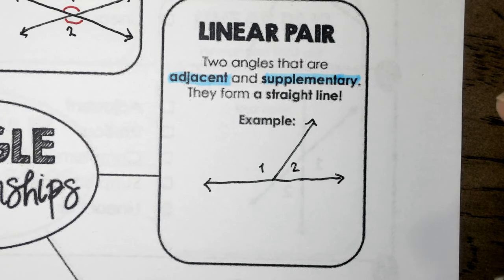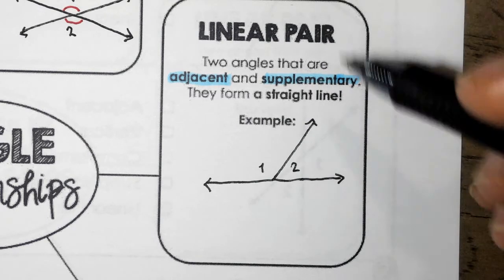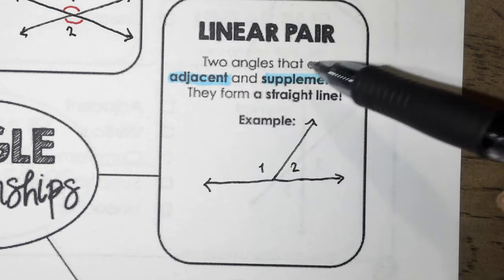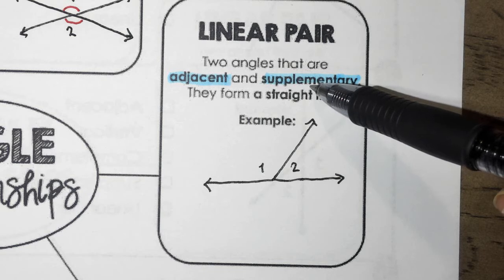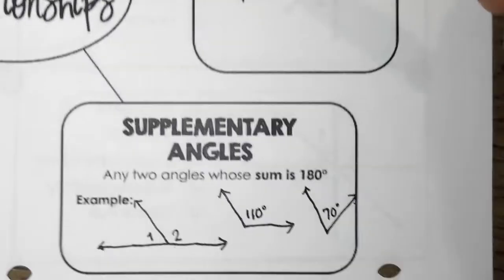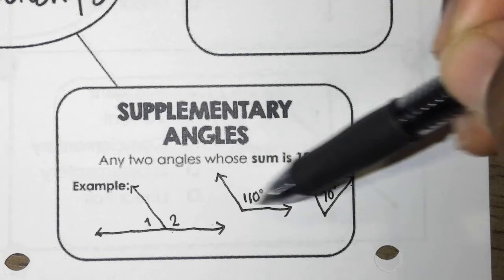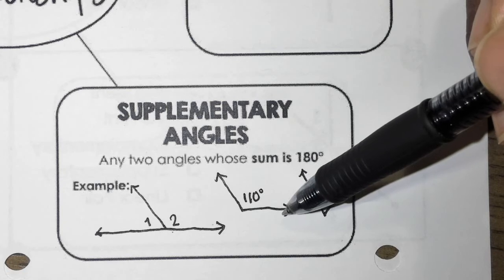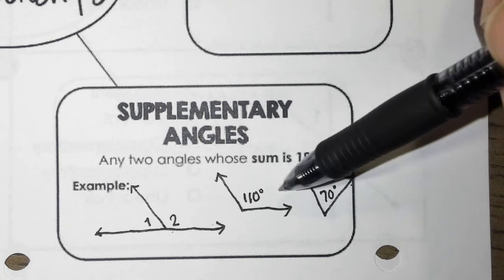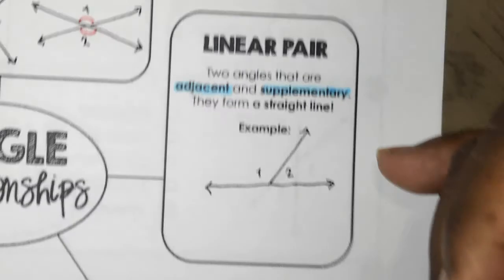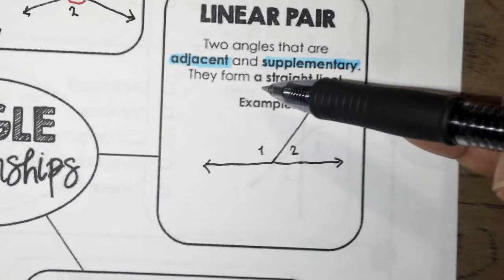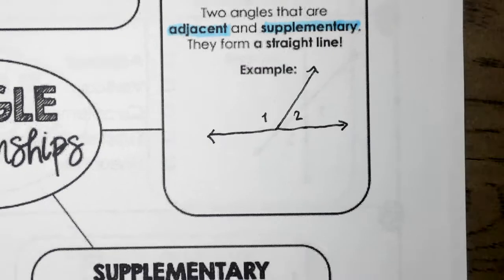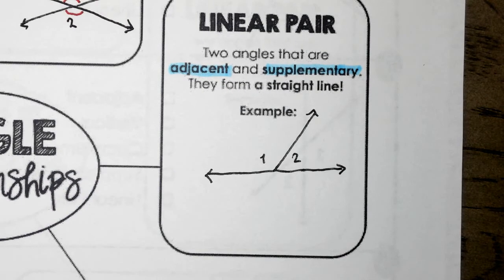This is what a linear pair looks like. A linear pair will always be supplementary. But in reverse, if you look back down here, supplementary angles will not always be a linear pair. If the two angles are not connected and adjacent and don't form a line, then they won't be a linear pair. But anytime we talk about a linear pair, they'll always be supplementary. But in reverse, a supplementary angle won't always be a linear pair. So you just need to understand that part of it.